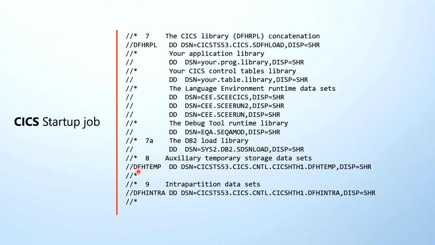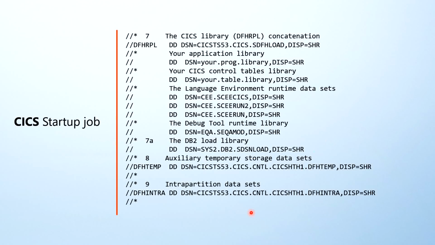Okay, and if you come to this DFHTEMP, it provides the functionality of auxiliary TSQs. A developer wants to use temporary storage queues of type auxiliary. So when he creates that, they get stored in this data set called DFHTEMP. Okay, and if you notice, all the data sets and the product libraries start with DFH or SDFH. The DFH keyword is reserved for CICS.